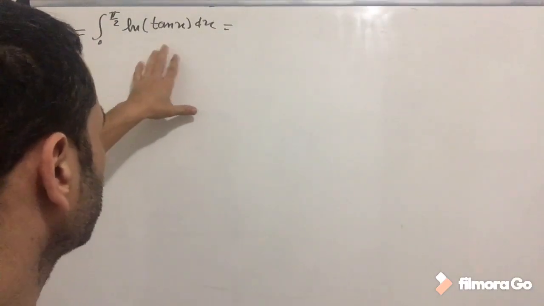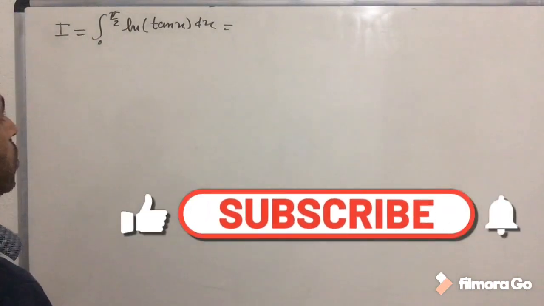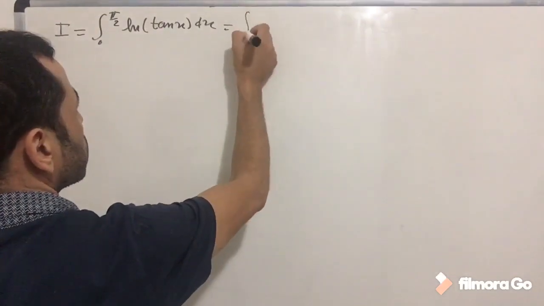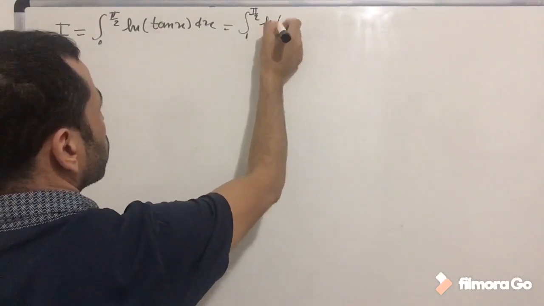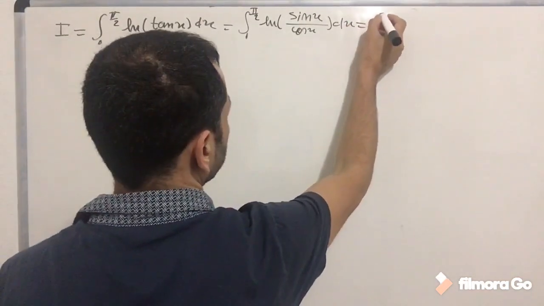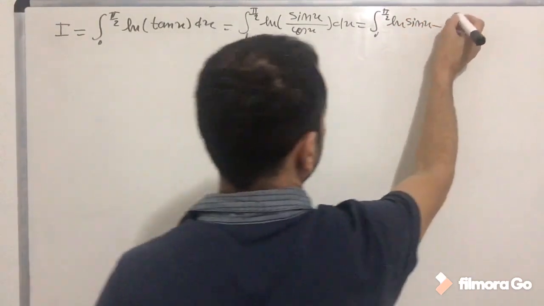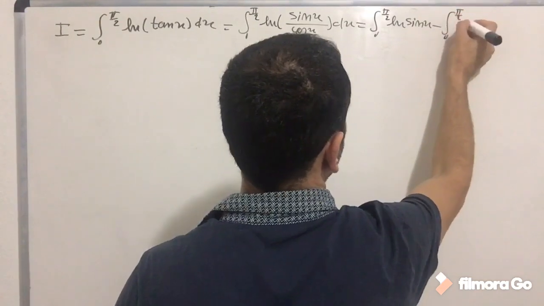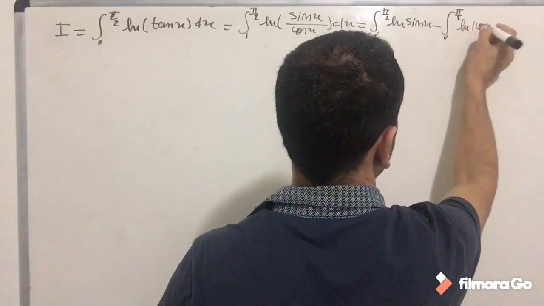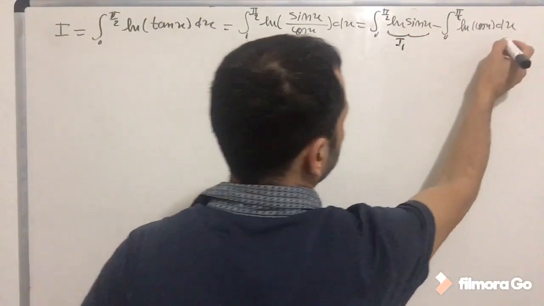This one we always go through substitution when you see this kind of integrals. There is a connection between tangent x, sine x and cosine x. Let's put this one in this form: integral from 0 to pi over 2 of natural log of sine x over cosine x dx. It gives us the integral from 0 to pi over 2 of natural log of sine x minus the integral from 0 to pi over 2 of natural log of cosine x dx.